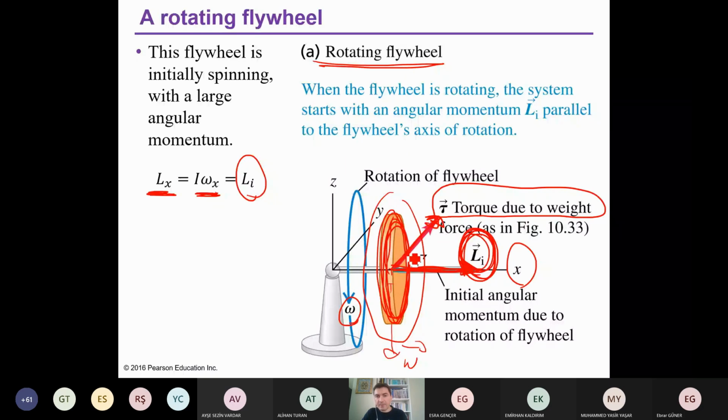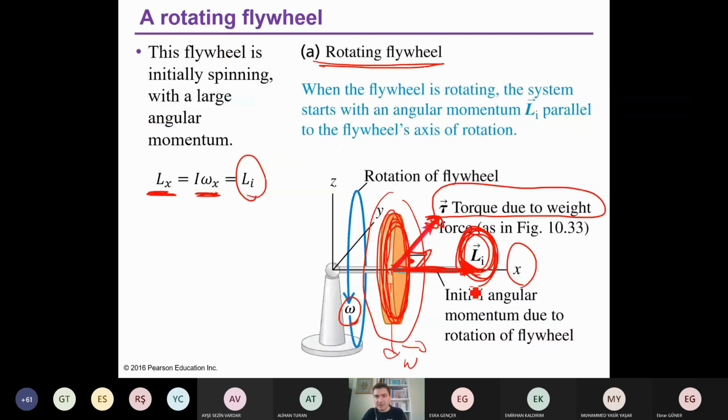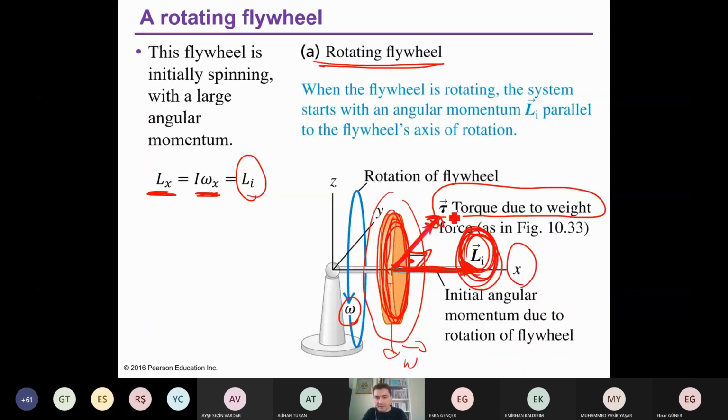And what about the total angular momentum? If you use the vector sum, here we have the initial angular momentum due to the rotation of the flywheel. And here we have dL due to the torque. dL is given by torque times dt. The torque is due to the weight, and I'm looking from the top.